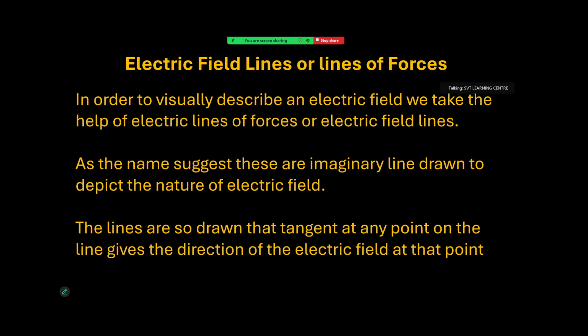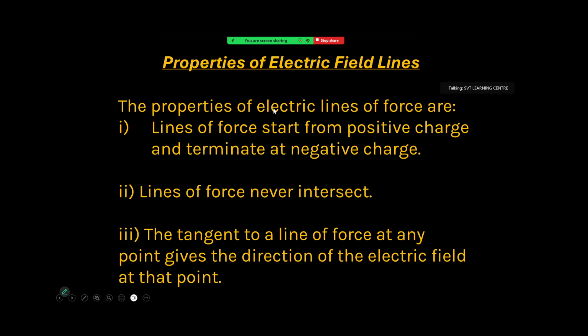To be very concrete, the lines are so drawn that the tangent to any point on the given line gives the direction of the electrical field at that point. So electrical field lines are such that if you draw a tangent to any point on the given line, it gives you the direction of the electrical field. That is the formal definition of electrical field lines.